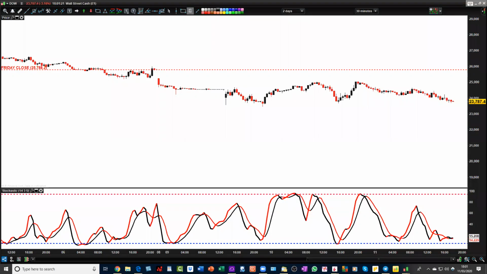One of the key things that I really like to look at is the gap. This red dotted line up here at the top is the Friday close. I've got 25,788 on this particular chart package, and you can see this is a 30-minute chart, and that's all I've got apart from the stochastics at the bottom. So clearly we are in a really nice sell market. The stochastics is one of many tools that you can use.